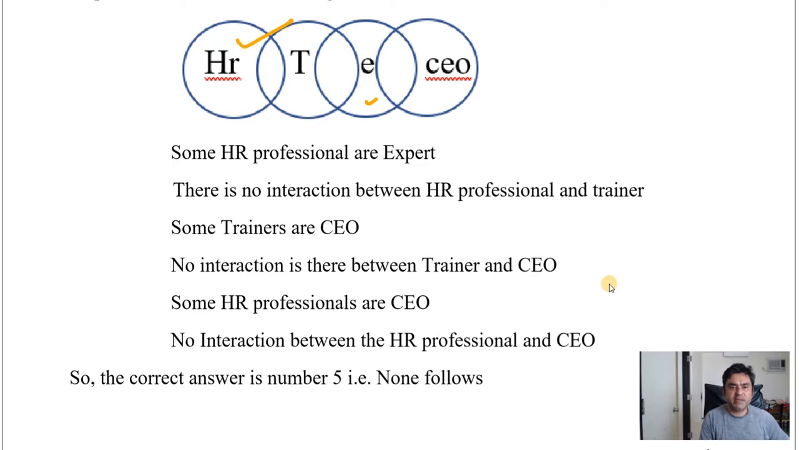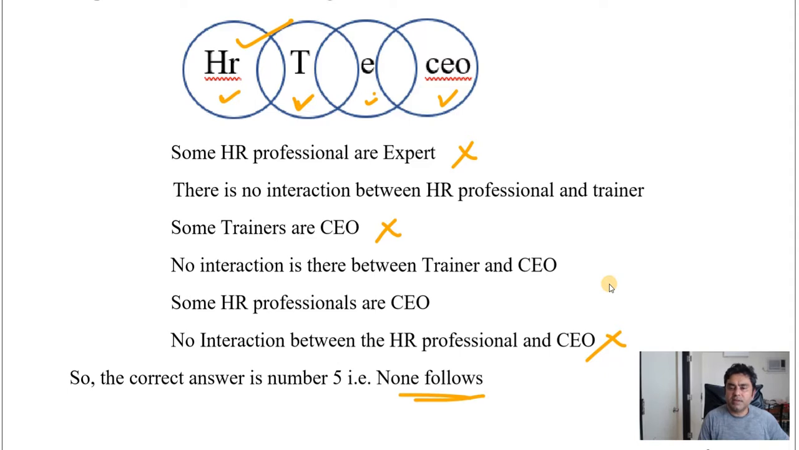So this is wrong. Some trainers are CEO. CEO is here and trainer is here. So there is no direct relation between them. So this is also wrong. Some HR professionals are CEO. This is HR professional, this is CEO. So this is also wrong. So none follows. That is, not a single conclusion is correct.